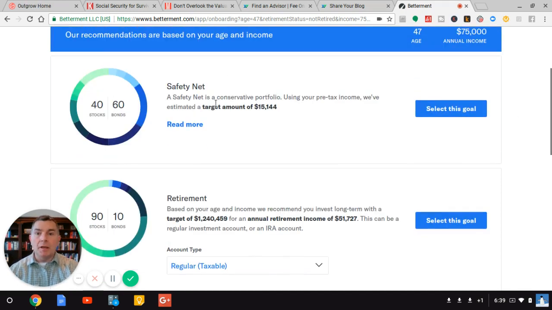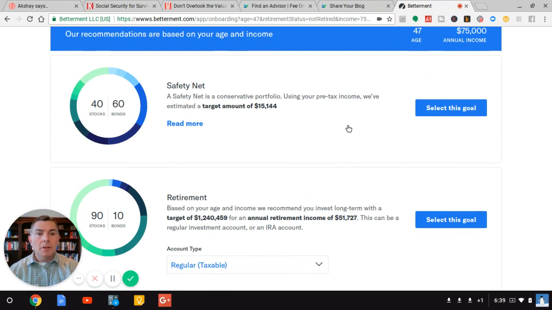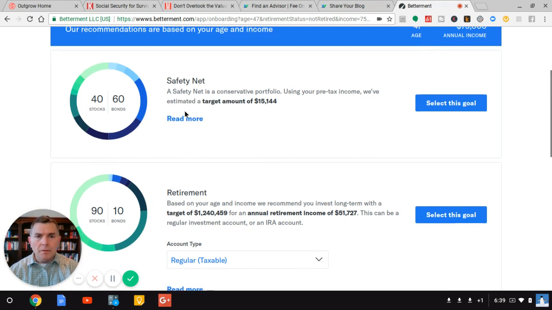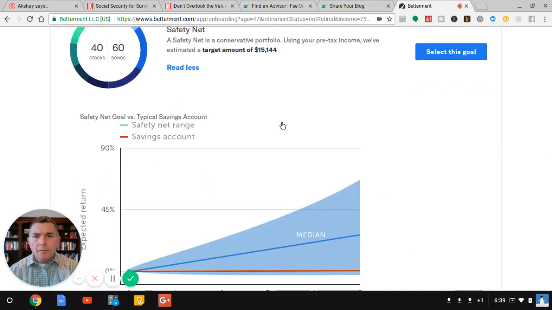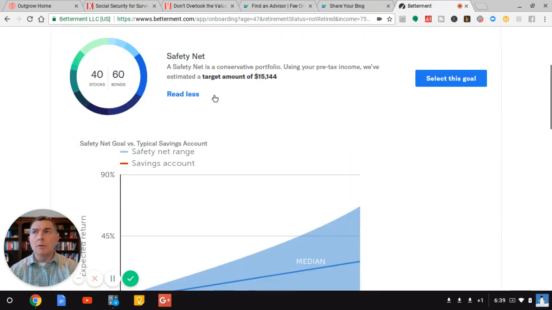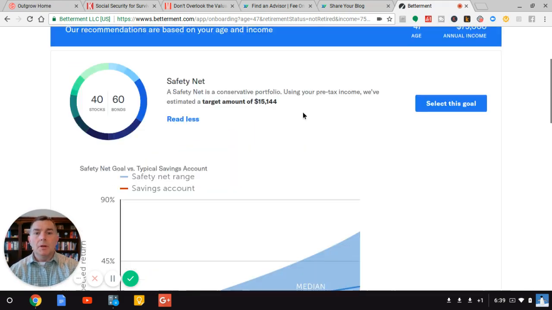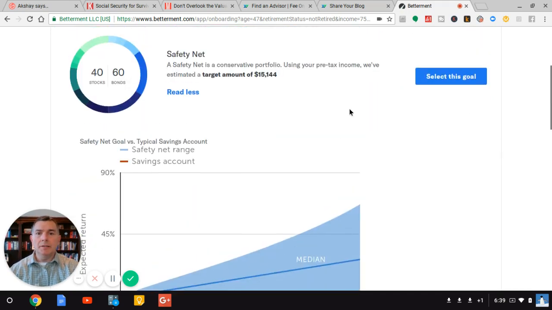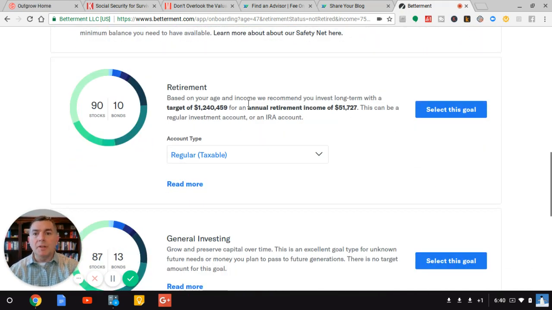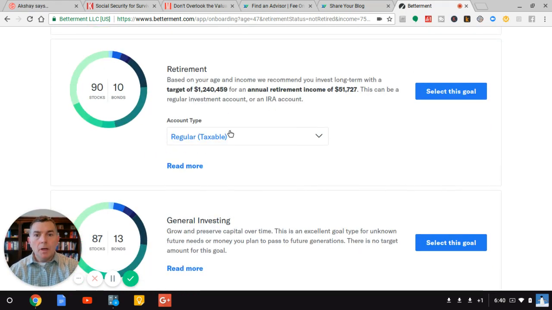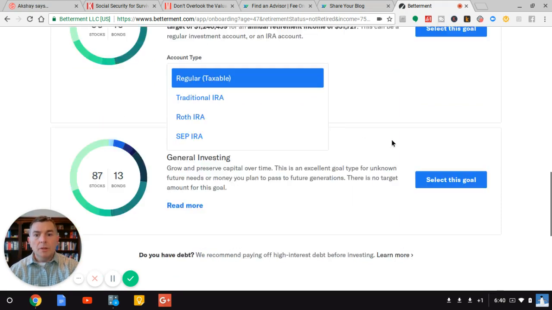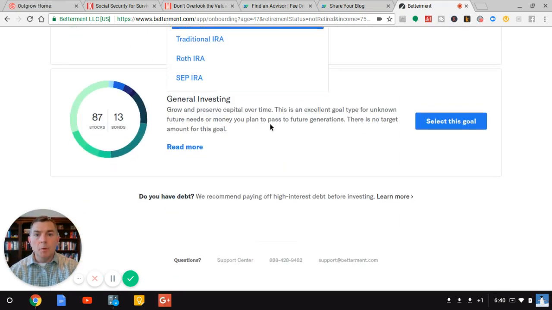All right. So basically they're saying the two portfolios based on my age and income, this would be probably a safety net, a conservative portfolio using a pre-tax income. We estimate a target amount of 15. I don't know what they're saying there. Put $15,000 in this account, and that'd be about 3 months. There you go. So that's about 3 months net income. I see what they're saying. All right. Actually, I like that. I'm a fan of that. Retirement, they're saying 90-10 stocks to bonds. Taxable account. Let's see what they're saying here. Account type is taxable. And general investing, a combination of the grow and preserve capital over time.